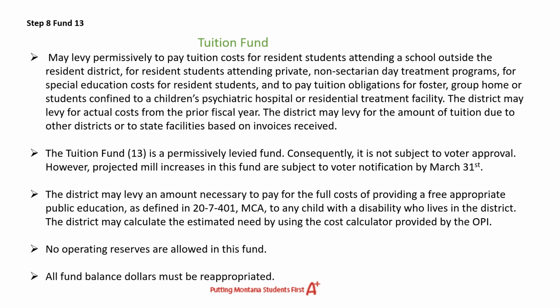The district may levy an amount necessary to pay for the full cost of providing a free, appropriate public education to any child with a disability who lives in the district, and the district may calculate the estimated need by using the cost calculator provided by the OPI. No operating reserves are allowed in this fund, and all fund balance dollars must be reappropriated.